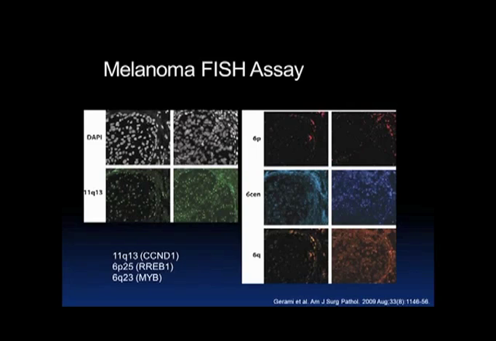Moore et al. were 1 year earlier. They used a different set of FISH probes, but this paper actually got a little bit more power behind it. And they had very good results with, so this is just the DAPI. Their probe set included the 11q13, the 6p, the 6 centromere, and the 6q. And the cyclin D1 is on 11q13, RAP1 on 6p, and MIB on 6q.